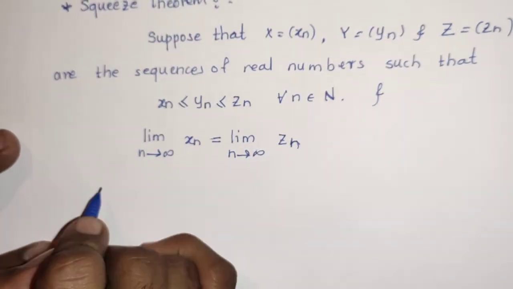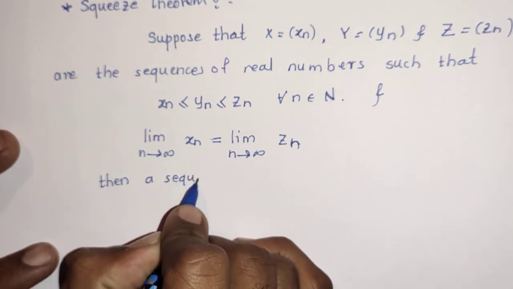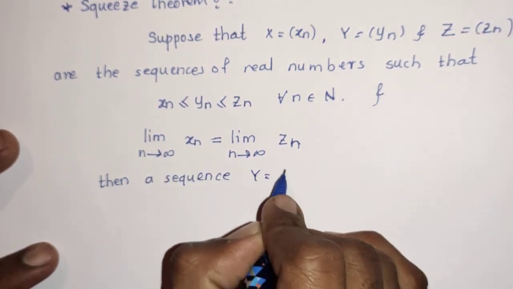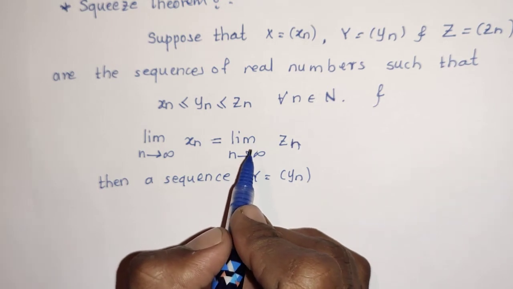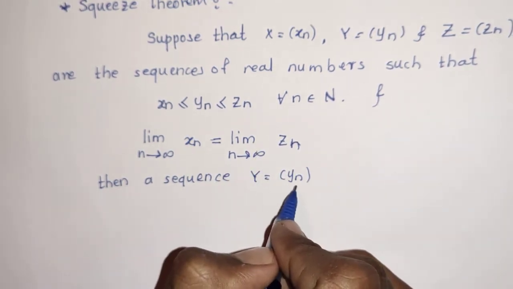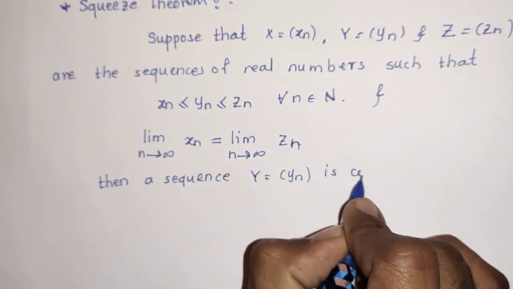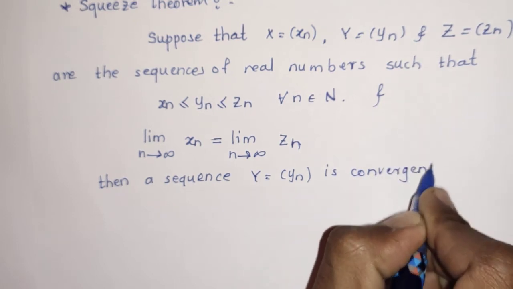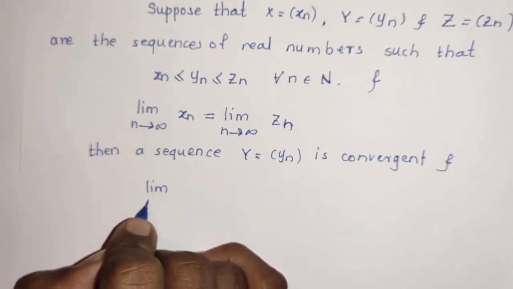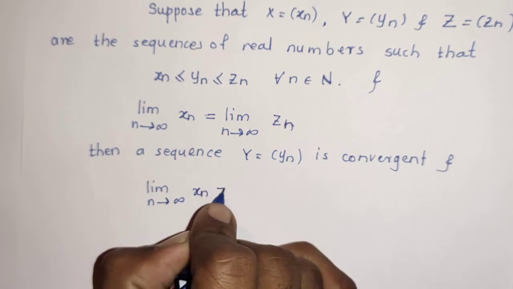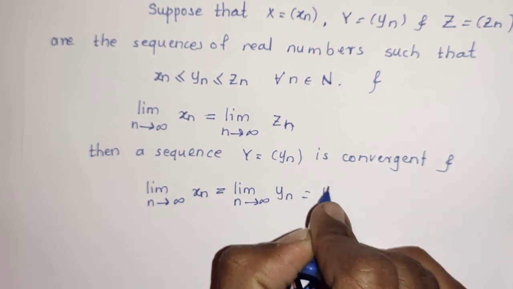Then the sequence Y equals yn. The limits of these two sequences exist, which means these two sequences are convergent. Then the sequence yn is also convergent and converges to the same limit as xn and zn. Y equals yn is convergent, and the limit as n tends to infinity of xn equals the limit as n tends to infinity of yn, which equals the limit as n tends to infinity of zn.